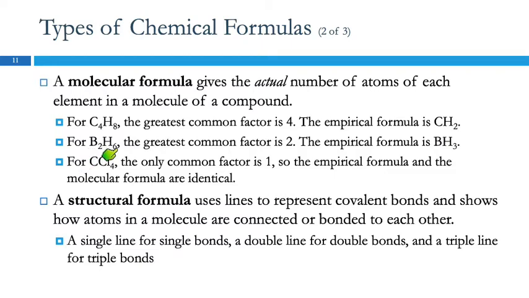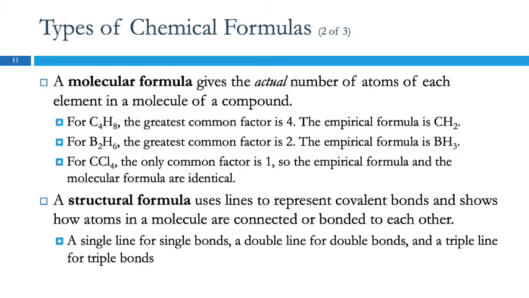B2H6, the 2 and the 6 have a common factor. We can divide them both by 2, and the simplest ratio is BH3. In carbon tetrachloride, there's 1 carbon and 4 chlorines. The only common factor is 1. And so the empirical formula and the molecular formula are one and the same. And that can certainly happen.